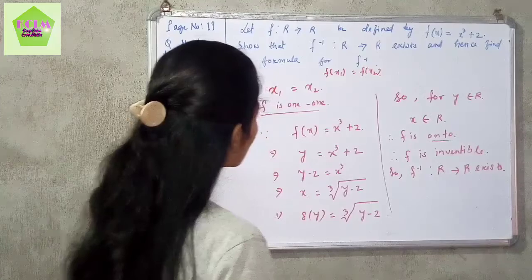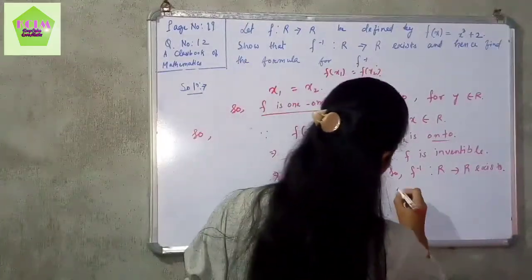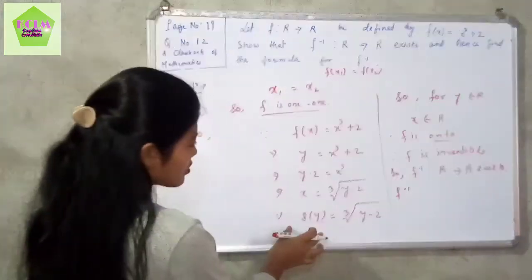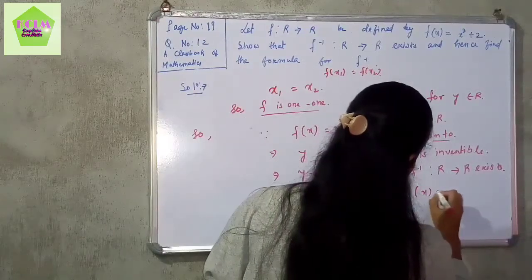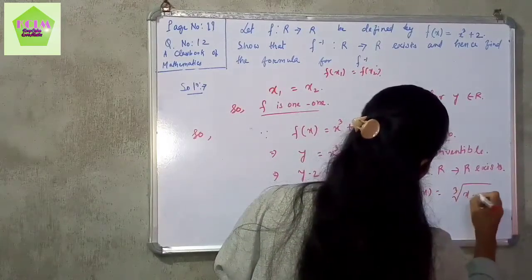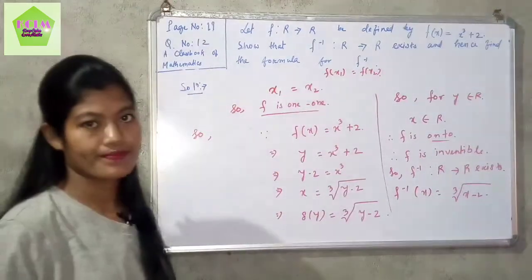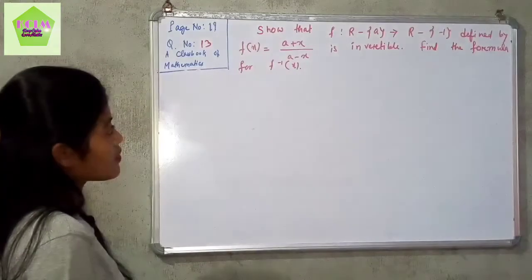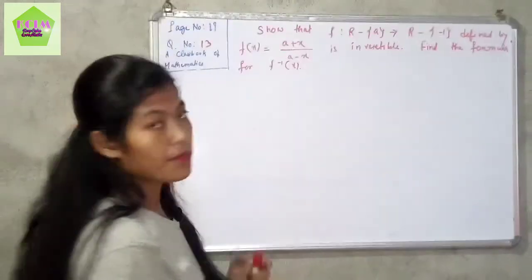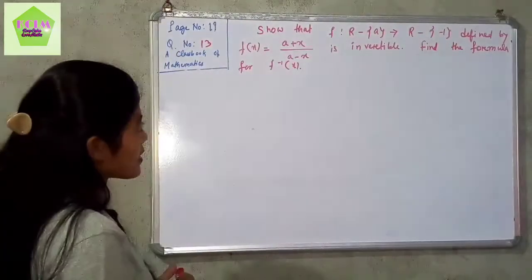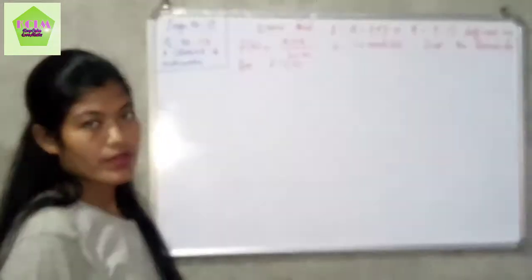We need to also find the formula for f inverse. So f inverse is nothing but this function g of y. So f inverse is defined as f inverse of x equal cube root of x minus 2. So this is question number 12. Question number 13: show that f, a function from R minus a to R minus 1 defined by f of x equal a plus x divided by a minus x, is invertible. Also find f inverse of x.